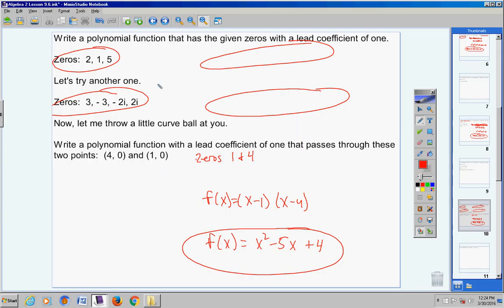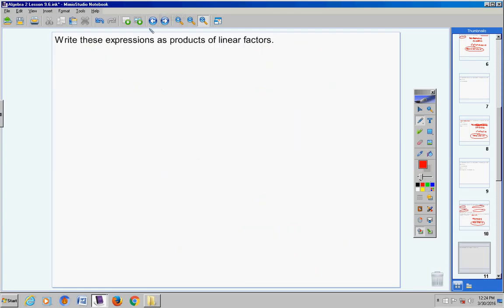Alright, moving on. Now, let's jump on to another type of problem, okay? Now I want you to write expressions as products of linear factors. So copy that in your notes, please. Now, it's not too hard. I want you to sit back, take some notes on this, and just watch what happens, okay?